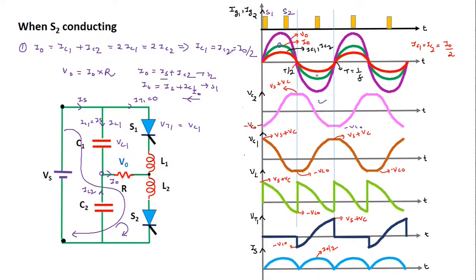After this peak value of the load current in the negative direction, somewhere here, again the S1 SCR is triggered. When the S1 SCR is triggered, the S2 SCR goes into the off condition. So again the cycle repeats itself like this.